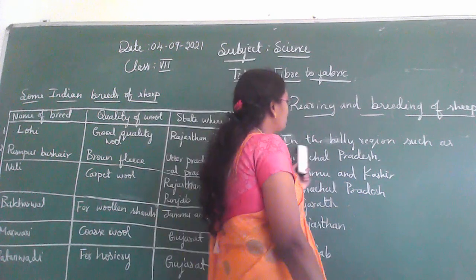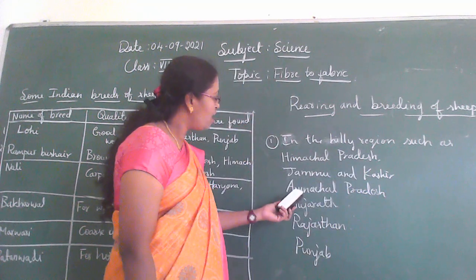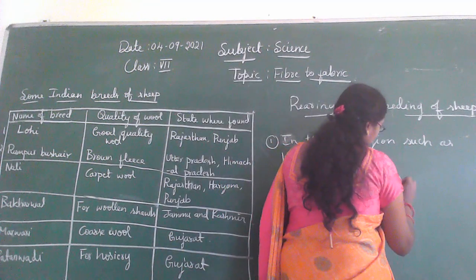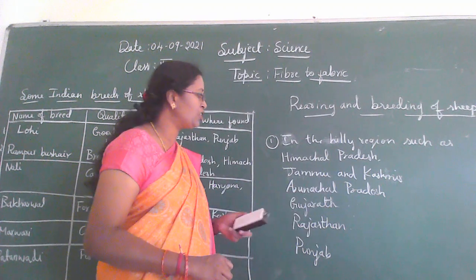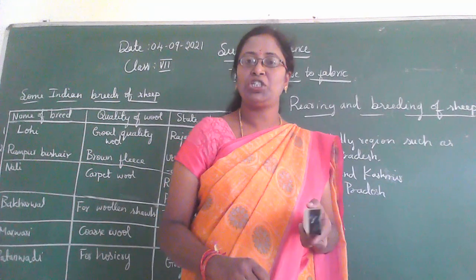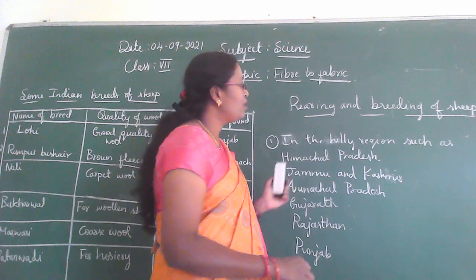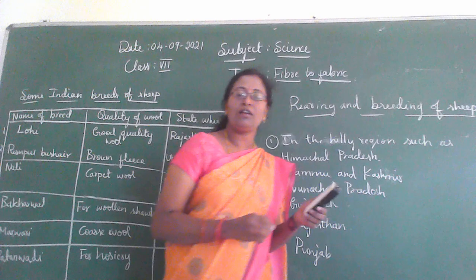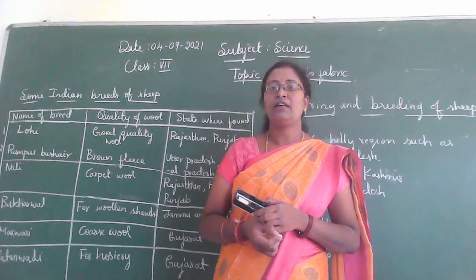Okay, so in these hilly regions such as Himachal Pradesh, Jammu and Kashmir, Arunachal Pradesh, Gujarat, Rajasthan and Punjab, you can see shepherds taking the herds of sheep for grazing. These sheep are herbivorous. They prefer to eat grass and leaves.